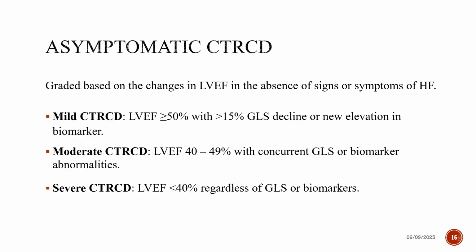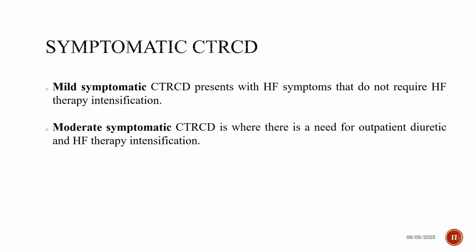And moderate CTR-CD is where you have an EF between 40 and 49% with concurrent reduction in the GLS or an increase in the cardiac biomarkers. Severe asymptomatic CTR-CD is where patients have no symptoms and the EF is below 40%. And this is regardless of elevation in GLS or changes in the biomarkers. And then we look at the symptomatic form.